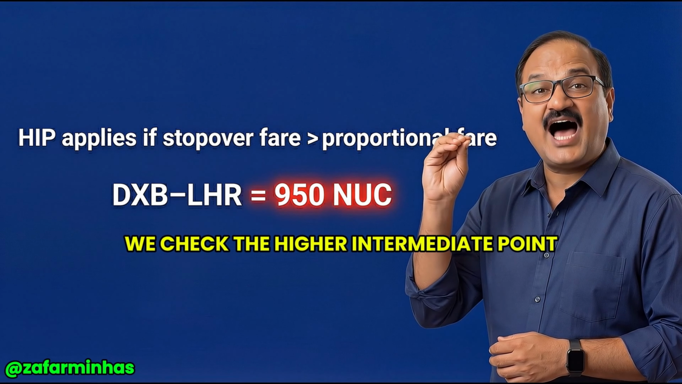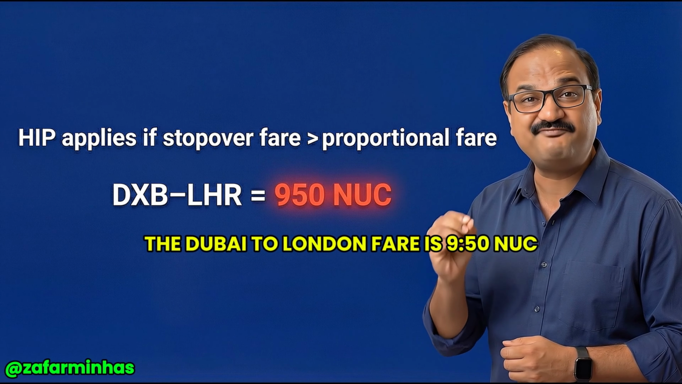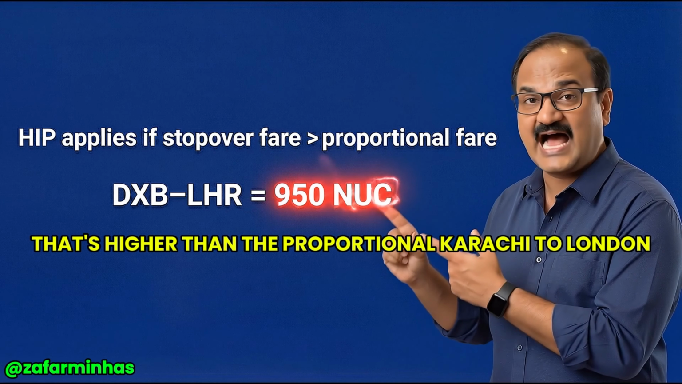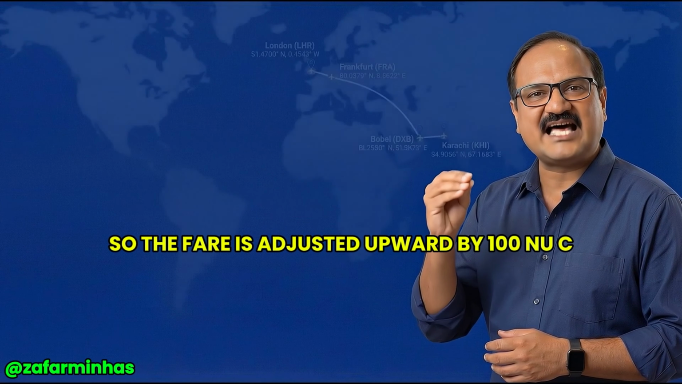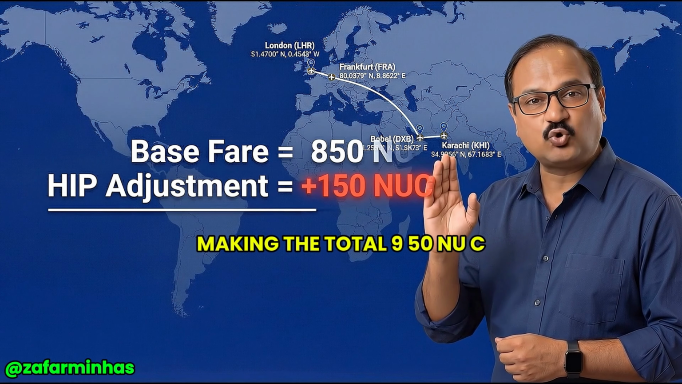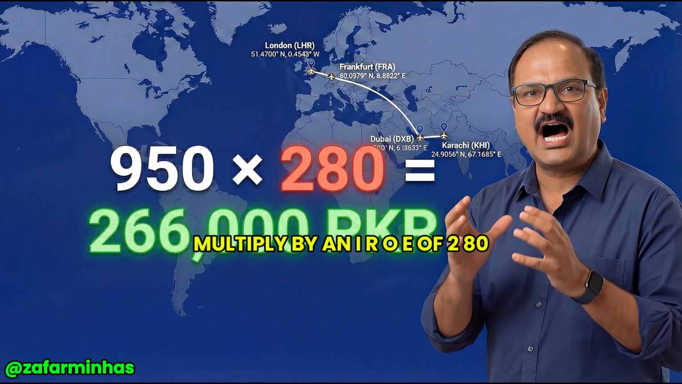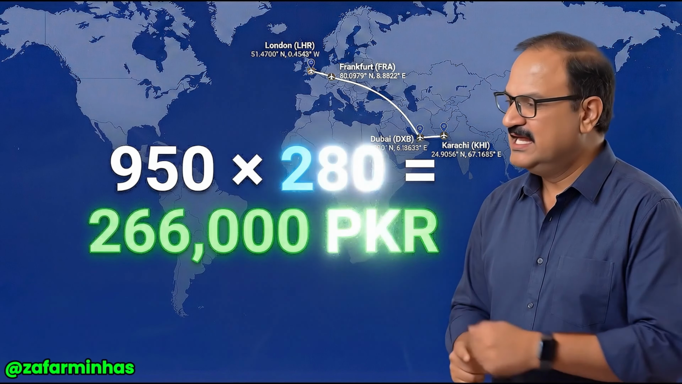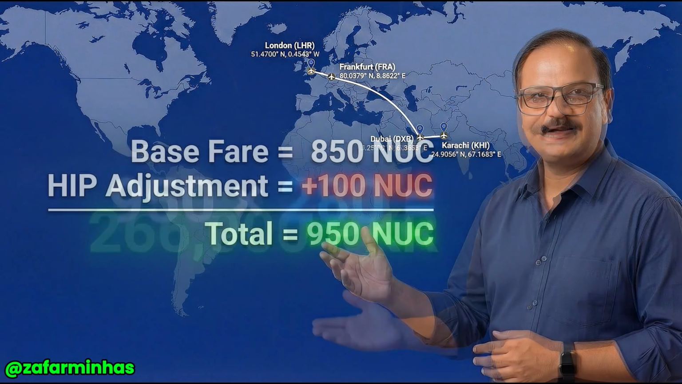Because there's a stopover in Dubai, we check the higher intermediate point. The Dubai to London fare is 950 NUC. That's higher than the proportional Karachi to London fare. So the fare is adjusted upward by 100 NUC, making the total 950 NUC. Multiply by an IROE of 280. This equals 266,000 Pakistani rupees.